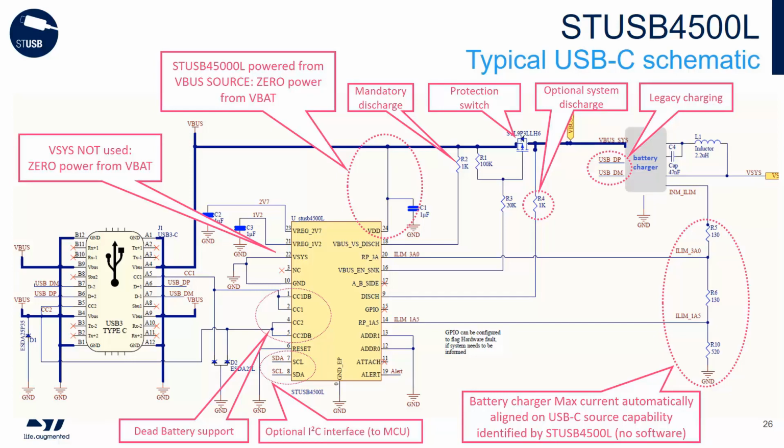The VBus MOSFET is controlled by the ST-USB 4500L in order to pass power through to the rest of the system. And we do show on the lower left of the device the optional I2C interface, although it's not pinned out in this schematic. And there's a signal to drive the battery charger in order to set the maximum charge current based on the power contract that's established with the source device.